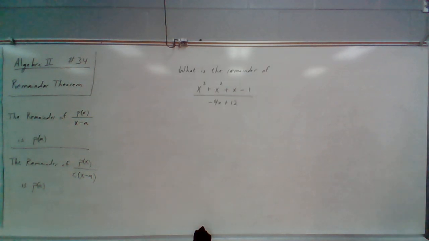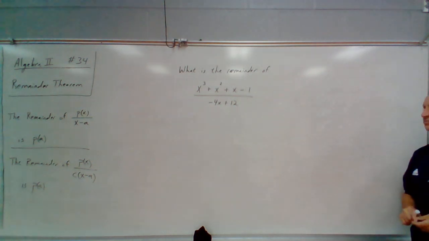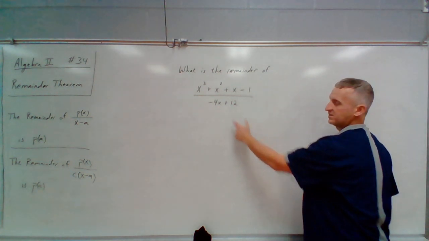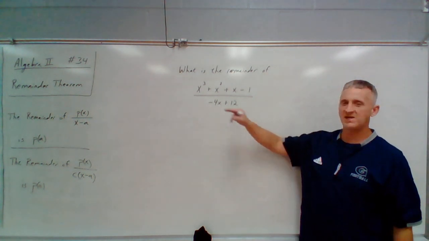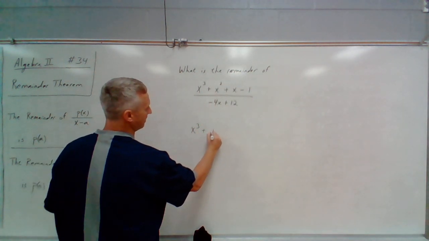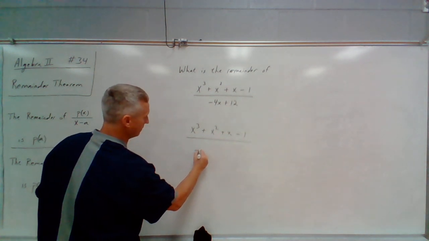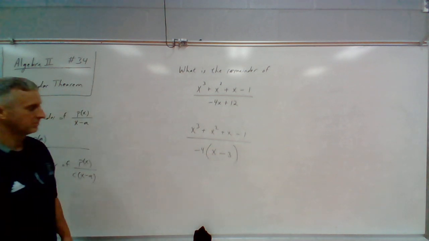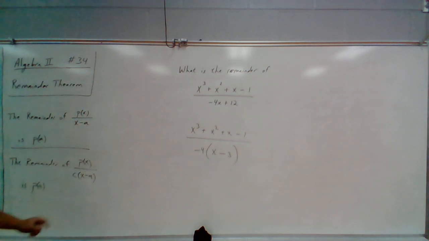All right, so one final example here. What is the remainder of this polynomial divided by negative 4x plus 12? Notice that the denominator here has a GCF, a greatest common factor. So let's factor out a negative 4. If I do that, I'll have x to the third plus x squared plus x minus 1 all over negative 4 times x minus 3. That's negative 4x plus 12. I want to know the remainder of that.